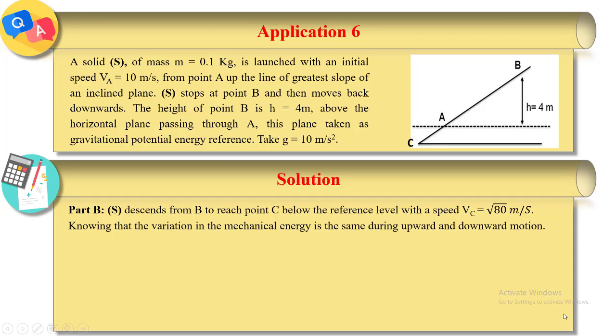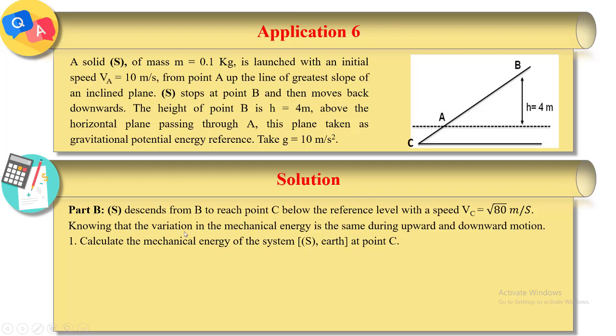Now we discuss the second part of the application. The solid S is moving down from point B toward point C. It reached point C with a speed equal to radical 80 meters per second. It's given that the variation in the mechanical energy is the same during upward and downward motion. The first question is to calculate the mechanical energy of the system at point C.